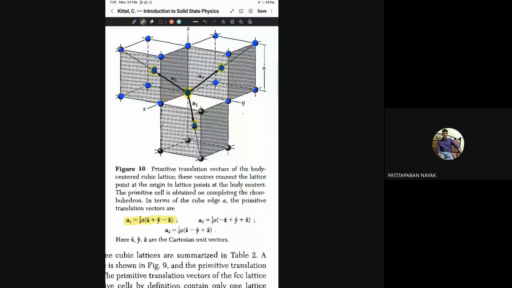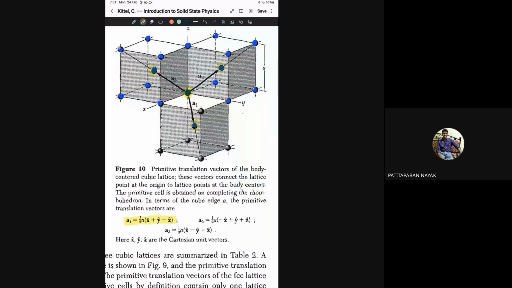You getting my point? All of you getting my point? That means every other cell, like BCC, FCC, can be expressed as a primitive cell.